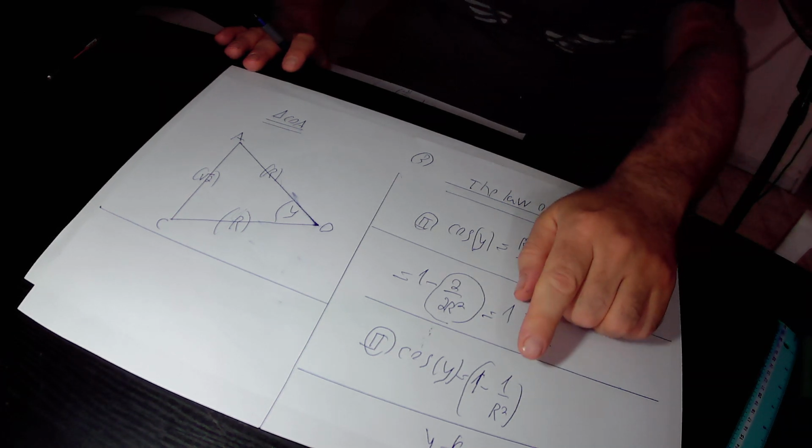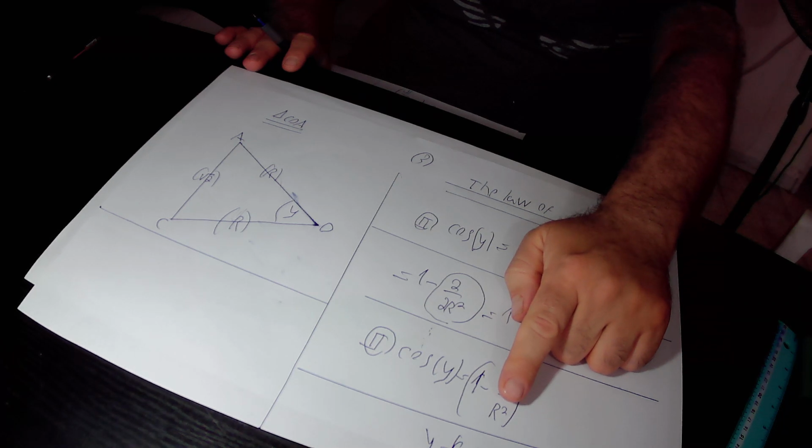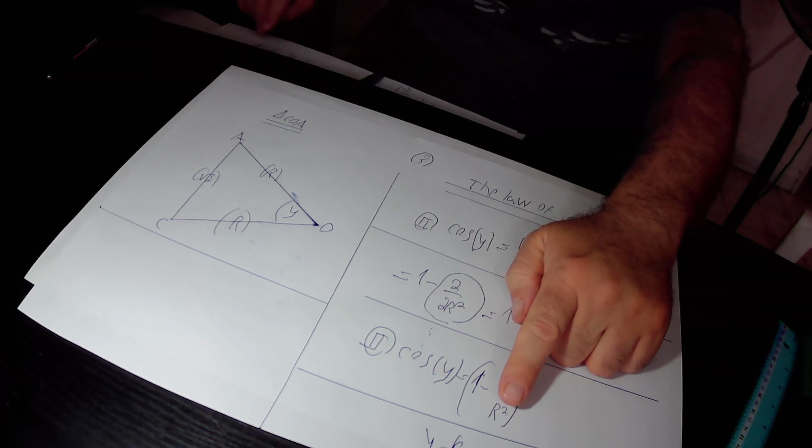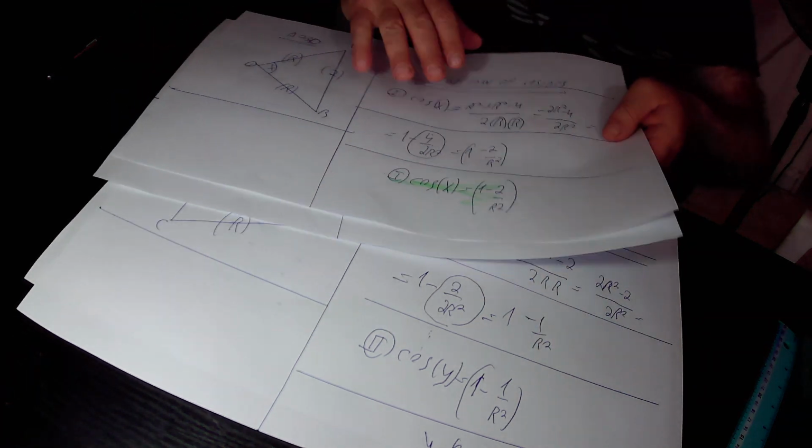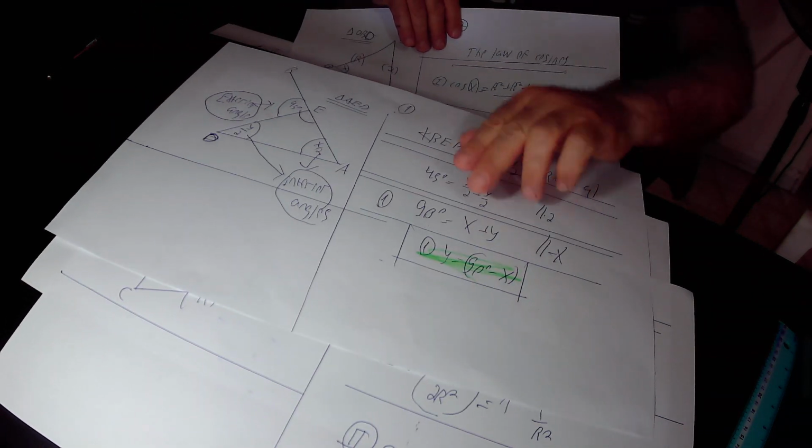Okay, but we have already found out that y equals 90 degrees minus x.